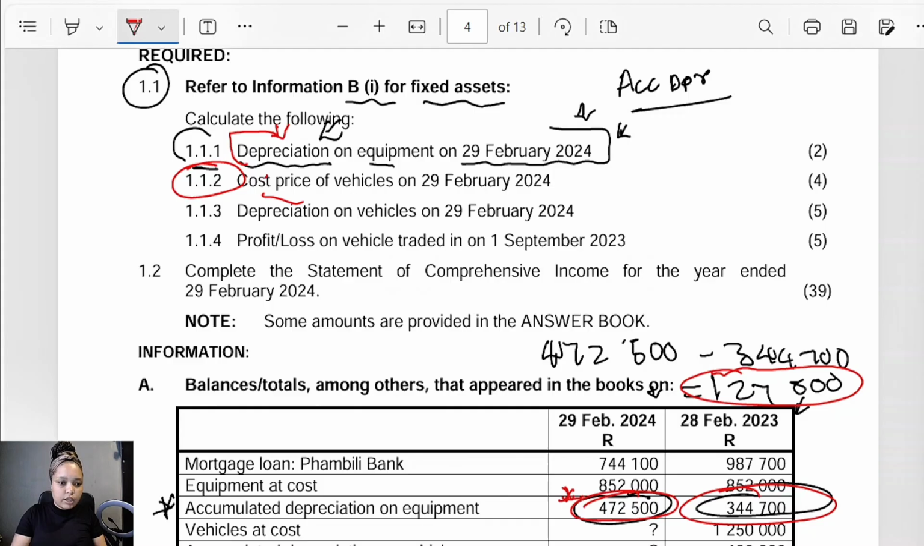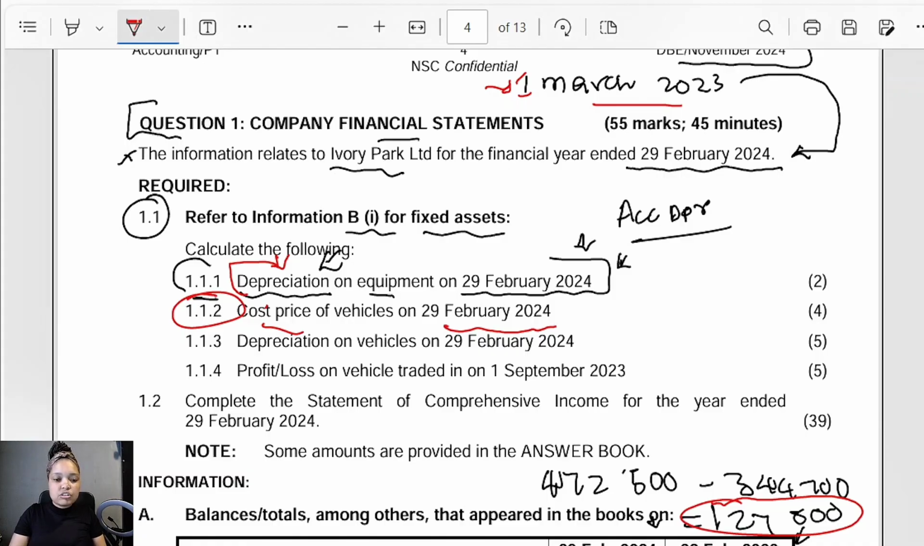Number 2. Cost price of vehicles on 29 February 2024. Whatever I'm trying to do here, I'm only focusing on what happened during this current financial year. First, ask yourself, what does cost price of vehicles mean? What is a cost price? So, cost price is actually the original purchase value, the original purchase amount of all vehicles that the business still owns as of 29 February 2024. Every vehicle that we still own, what is the original cost price purchase value? Meaning, how much is the price of all these vehicles? It only includes the vehicles that are still within the company up to date.